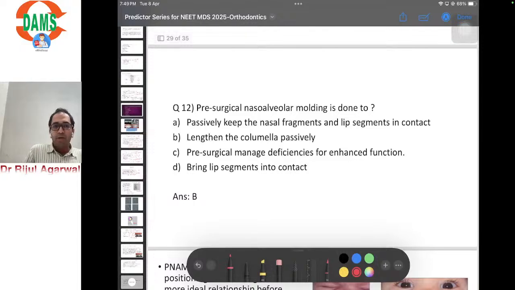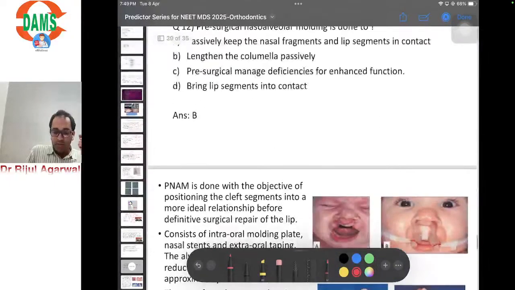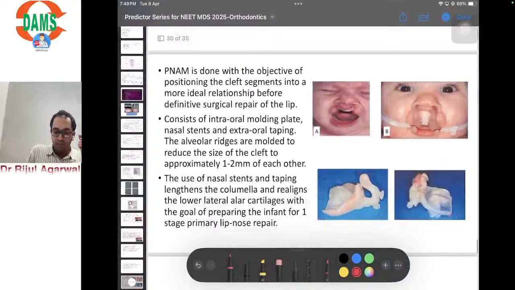Next question on PNAM or presurgical nasoalveolar molding. It is done to passively keep the lip fragments, nasal fragments and lip segments together, lengthen the columella passively, presurgically manage the deficiencies of function, or bring lip segments into contact. The correct answer is lengthen the columella passively. Nowadays in your exam there are definitely one to two questions from cleft and orthognathic surgery.